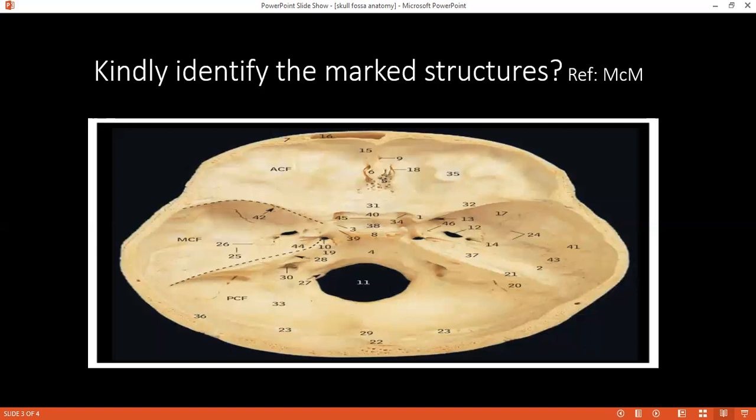Okay, very good. Can you please tell me the bones of the skull? They have which sutures? At what age do they fuse? Okay, they fuse at 17 to 18 years.